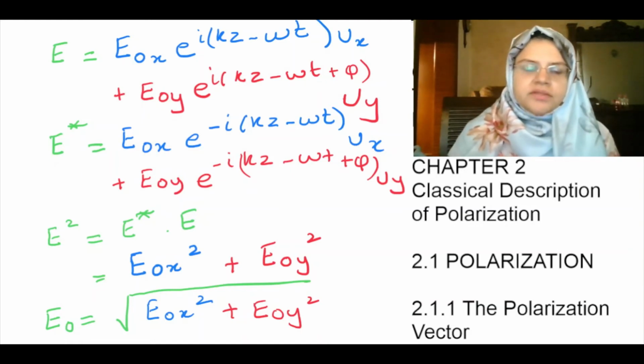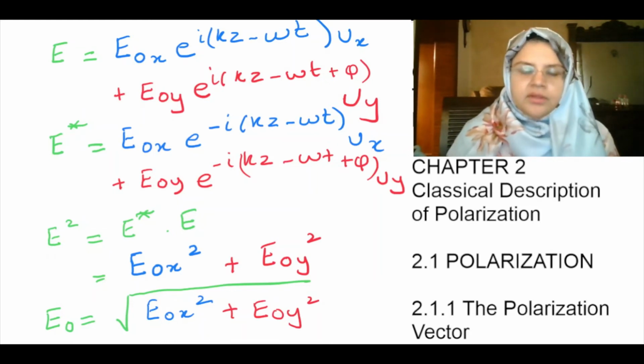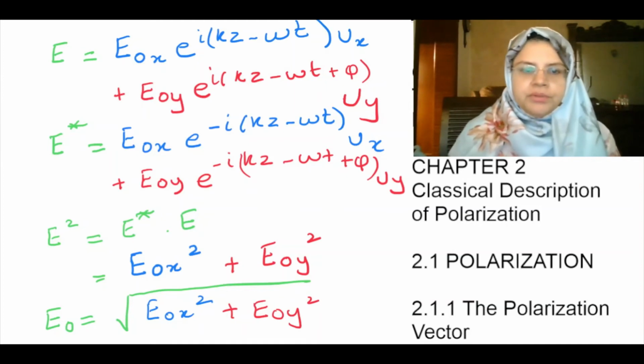The electric field squared is the dot product of E conjugate and E. The exponential terms cancel and we are left with E naught x squared plus E naught y squared. To find E naught, we take the square root. So E naught = √(E naught x² + E naught y²).